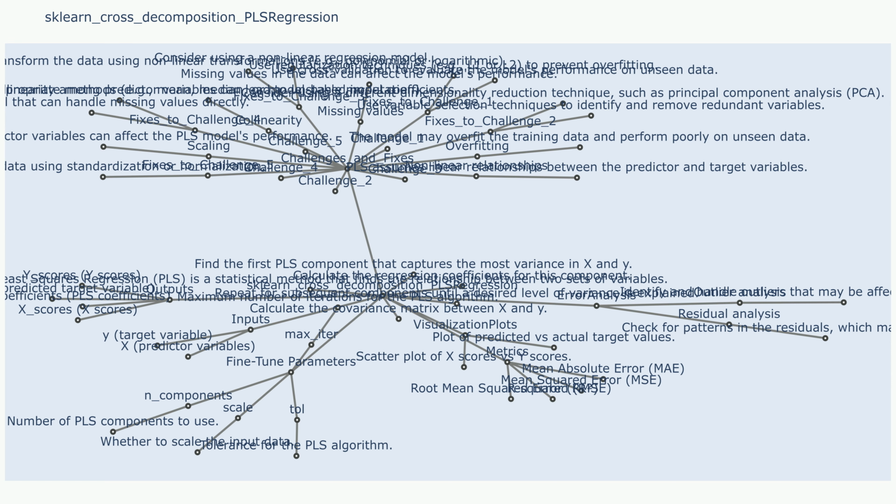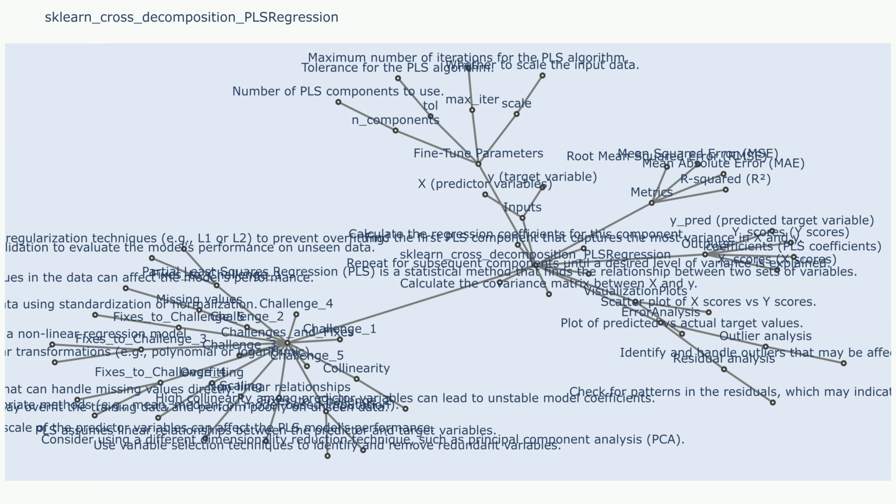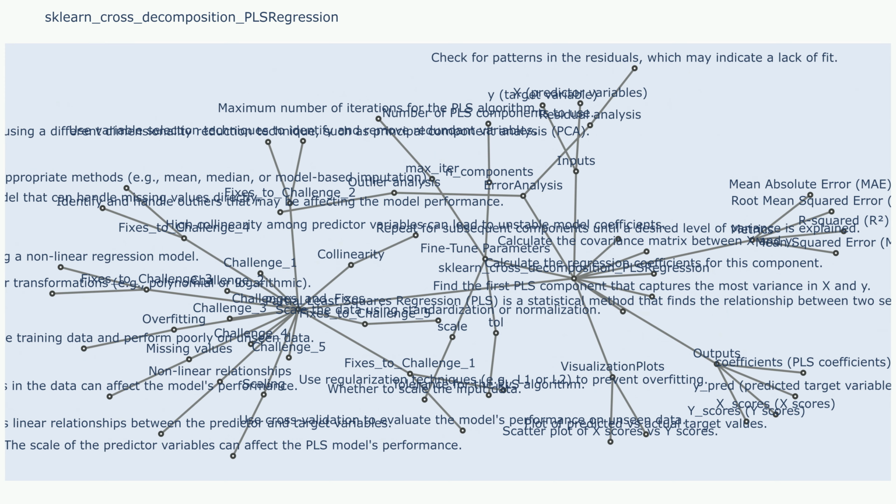Copy: whether to copy the data before fitting, allowing for in-place modification of the original data. Maxiter: maximum number of iterations for the PLS algorithm. Uncertainty methods. Bootstrapping: resampling the data with replacement to estimate the variability of the model parameters and predictions. Cross-validation: splitting the data into multiple folds and training the model on different combinations of folds to assess its generalization performance. Challenges and fixes.